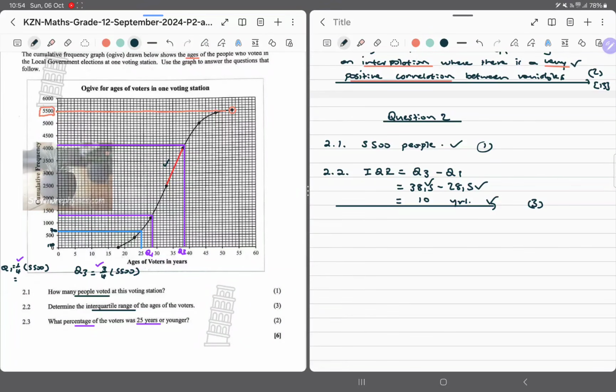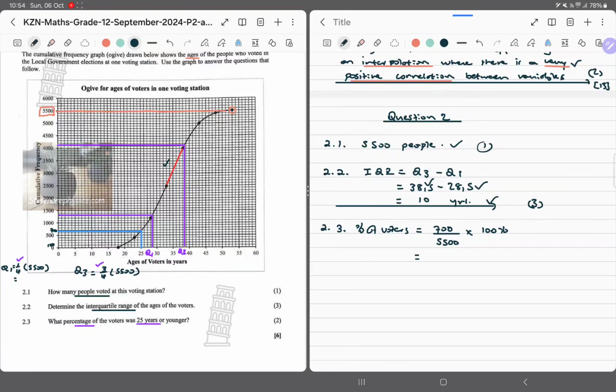Not a big deal. So this is going to be 2.3. So we can just say the percentage of voters is going to be the cumulative frequency number, which is going to be 700, divided by the total, which was 5,500. We multiply that by 100%.